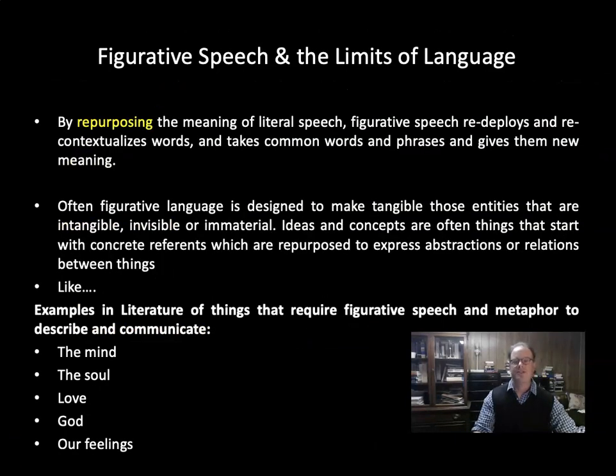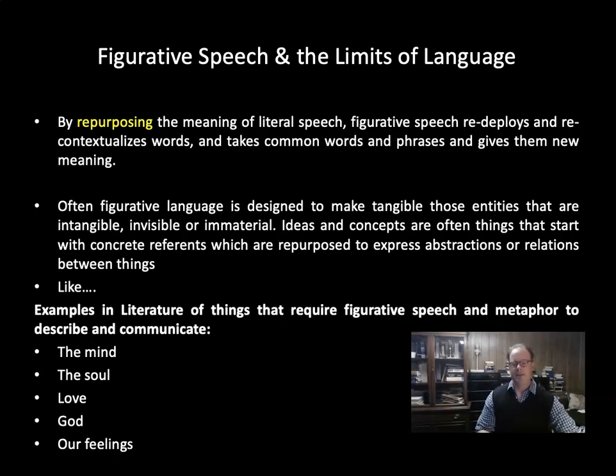Okay, so what does figurative speech do? And this is why it makes it challenging for us to interpret it. Figurative speech repurposes the meaning of literal speech. Figurative speech redeploys and recontextualizes words and takes common words and phrases and gives them a new meaning, right? Often figurative language is designed to make tangible those entities that are intangible, invisible, or immaterial. Ideas and concepts are often things that start with concrete reference, which are repurposed to express abstractions or relations between things.